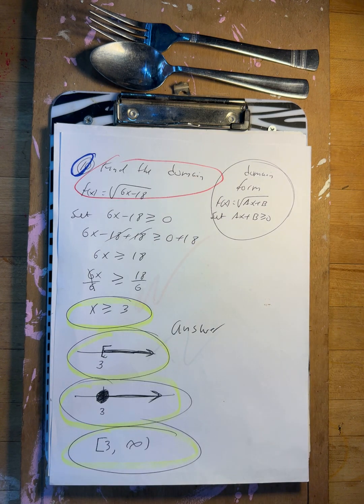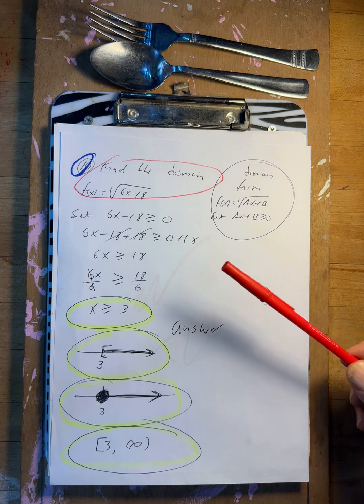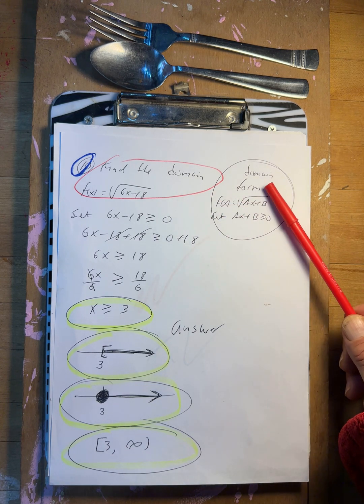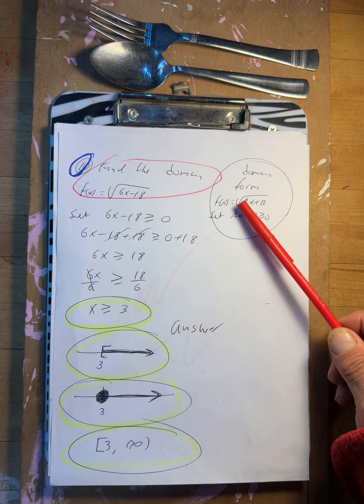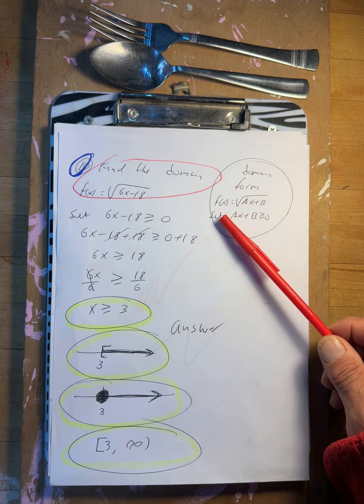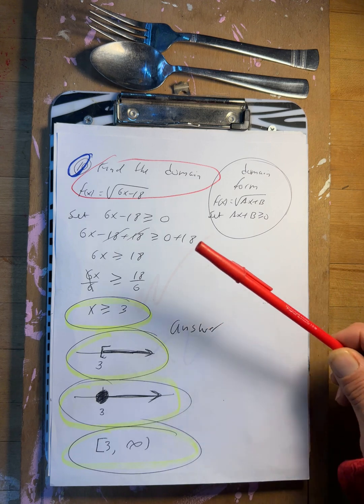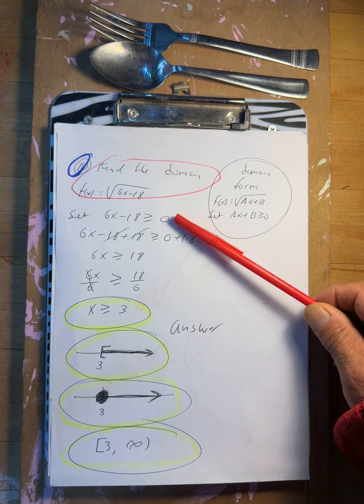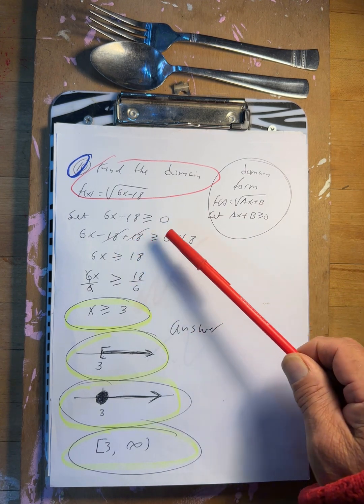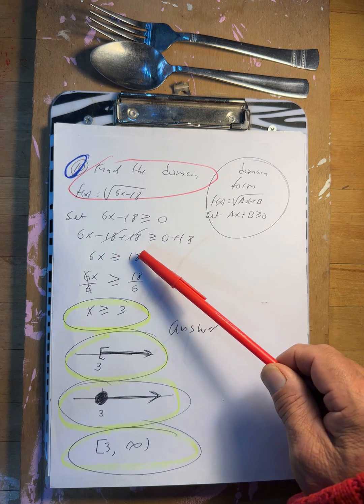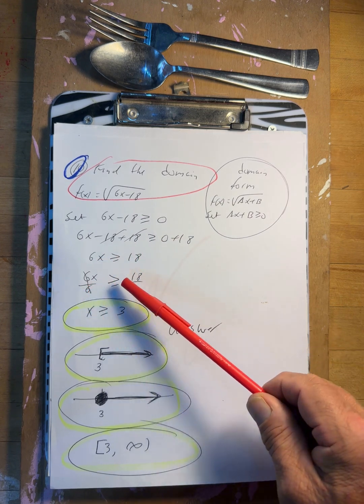Find the domain. Okay. Domain formula. If you have f of x the square root of ax plus b, the way you do is you set ax plus b, whatever's inside here, greater than or equal to 0. So 6x minus 18 greater than or equal to 0. So add 18 to both sides. So 6x is greater than or equal to 18. Divide by 6. Divide by 6.